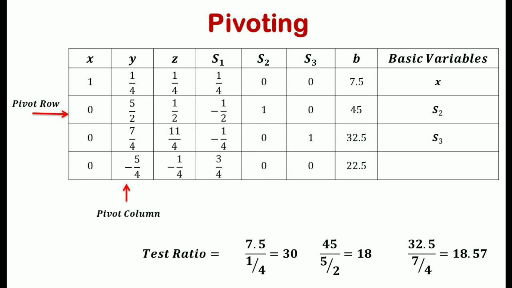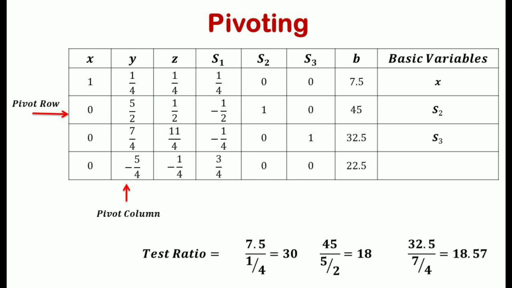The pivot row can be found out by dividing the b value of the linear constraints by their corresponding value from the pivot column. So here from the first row, the b value is 7.5, corresponding value in the pivot column is 1 upon 4. So 7.5 divided by 1 upon 4, which is equal to 30.